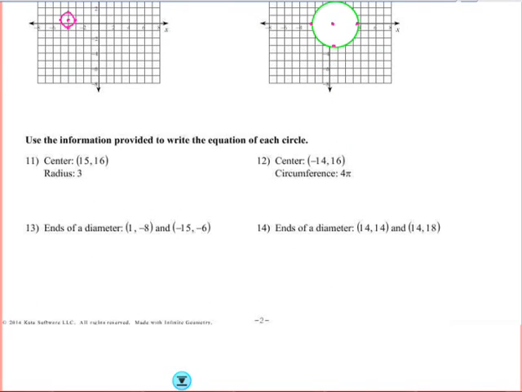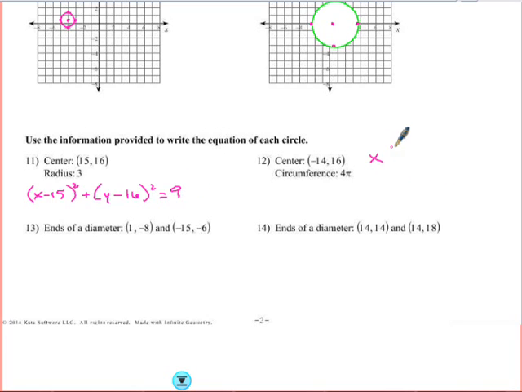Alright, so here we're writing the equation of the circle, given the information provided. Number 11 is pretty straightforward. This is x minus 15 squared plus y minus 16 squared equals 9.